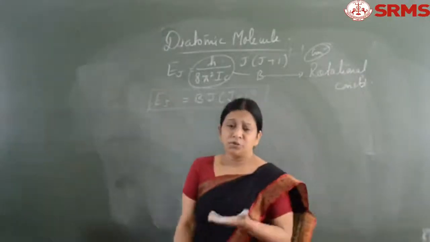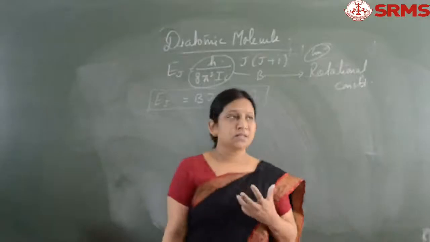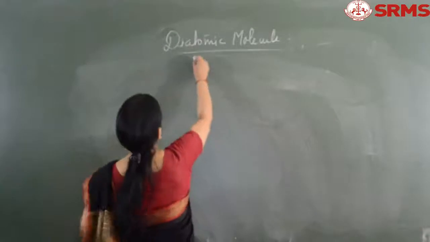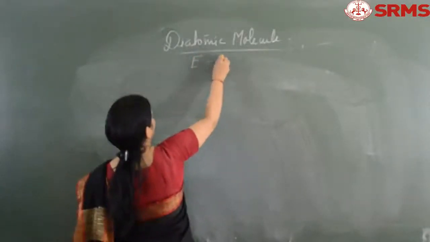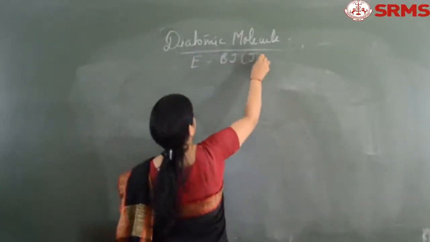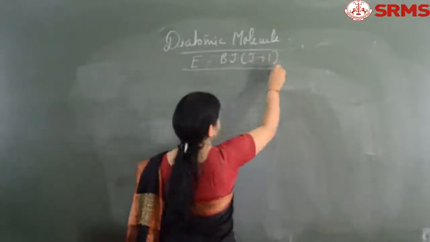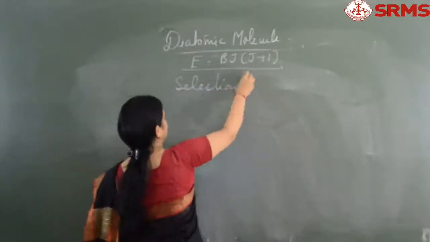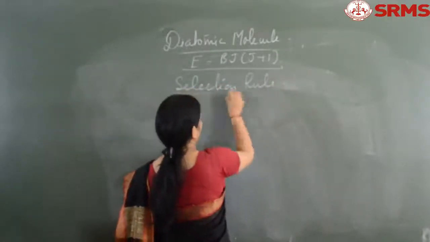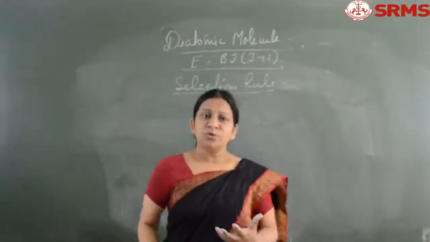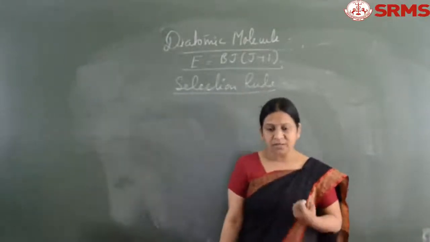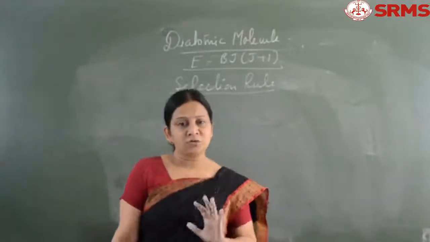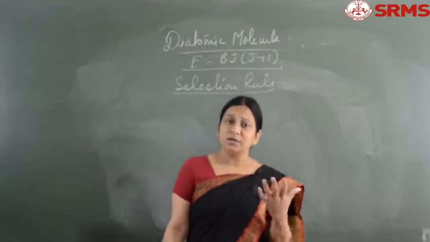Now, in introduction to spectroscopy, I discussed a term which is known as selection rule. So I write this equation here, which is B J(J plus 1). There was a term which I explained, that is selection rule. So selection rule, I explain it again. It is a constraint which is applied to the transition of electrons from one energy level to another energy level.